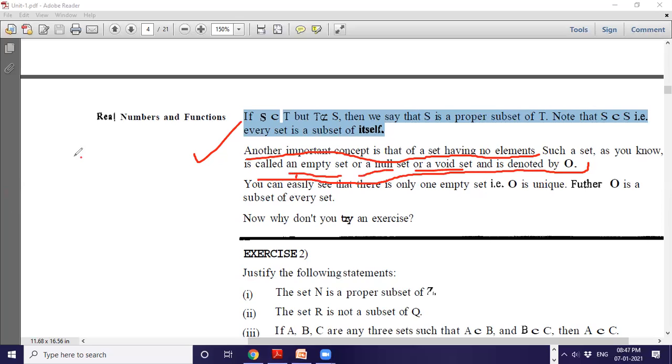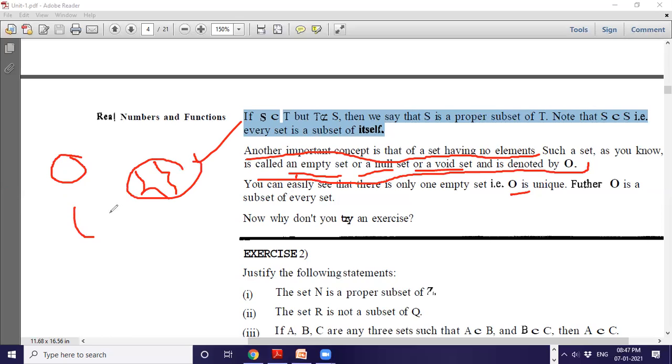And we use this to represent that null set. You can say that there is only one empty set, that is O is unique, further O is a subset of every set. ठीक है. So क्योंकि A कोई भी एलिमेंट नहीं है तो ये क्या होगा?